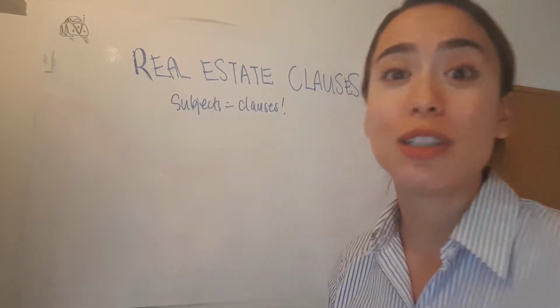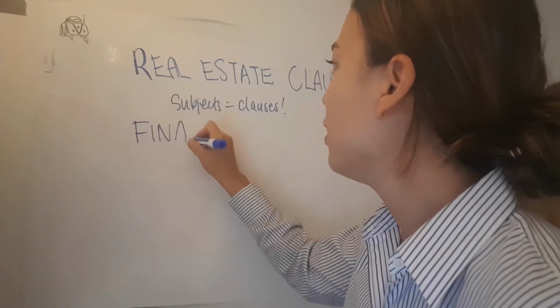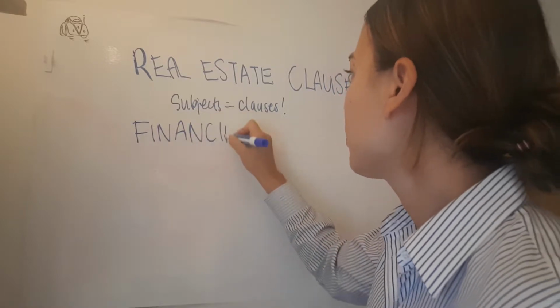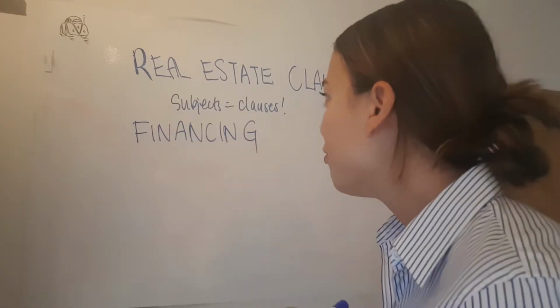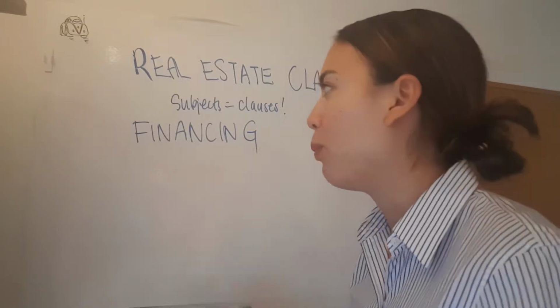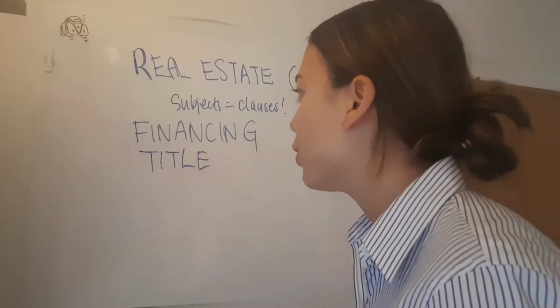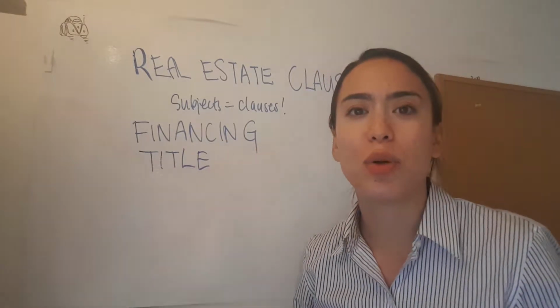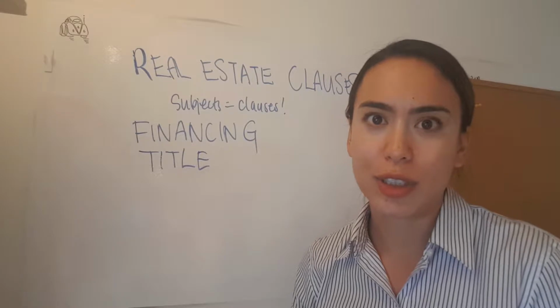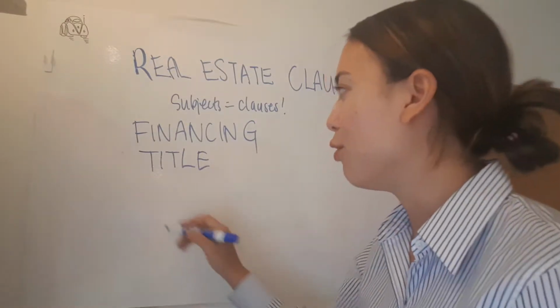So typical subjects that you might see, of course, subject to financing, making sure that you can get financing, that the lenders approved you for financing on this particular property. Subject to title search, so confirming that the owners that are selling the property are the actual owners of the property, and also checking out if there's any registered or pending charges on the property itself.